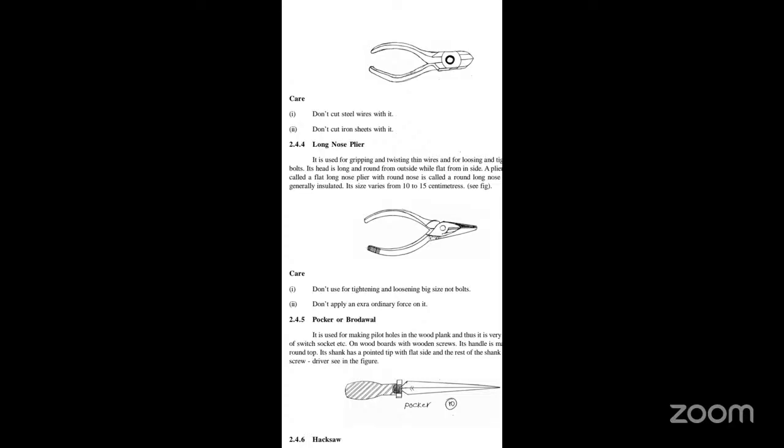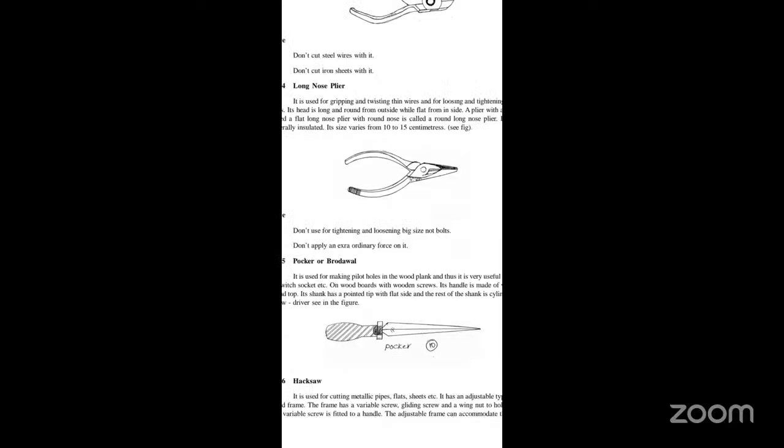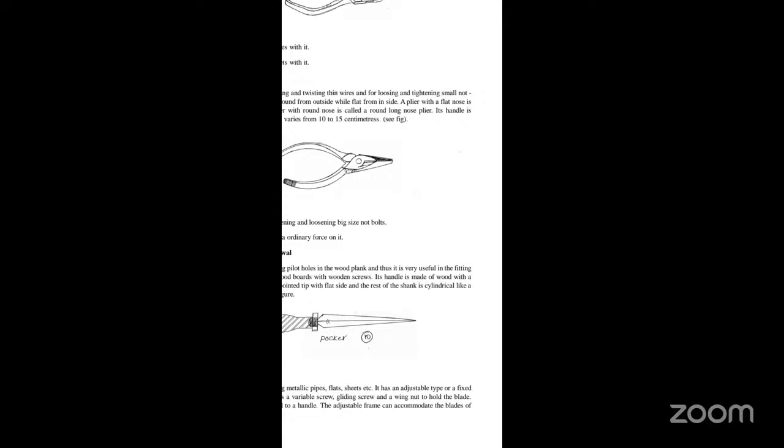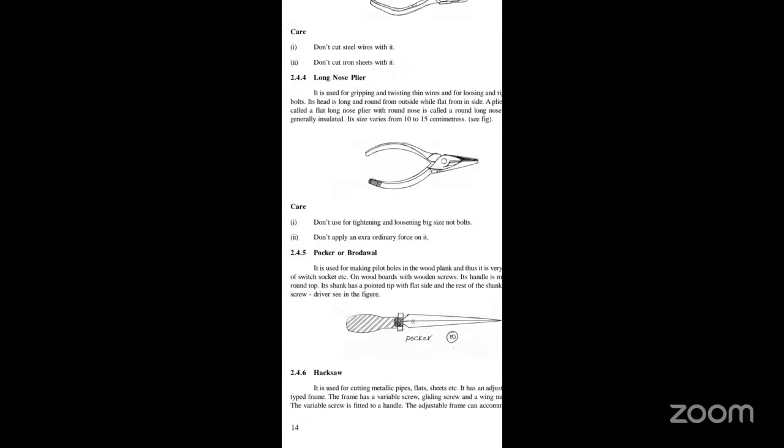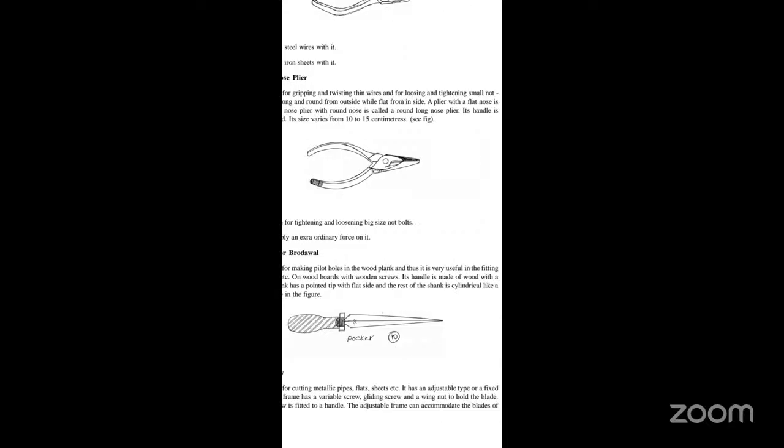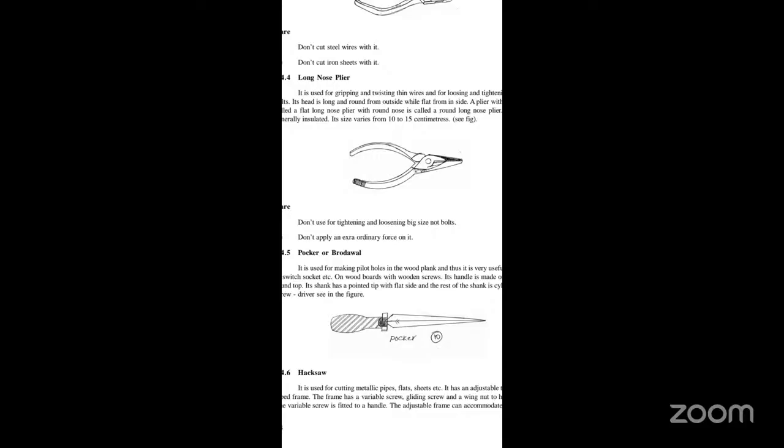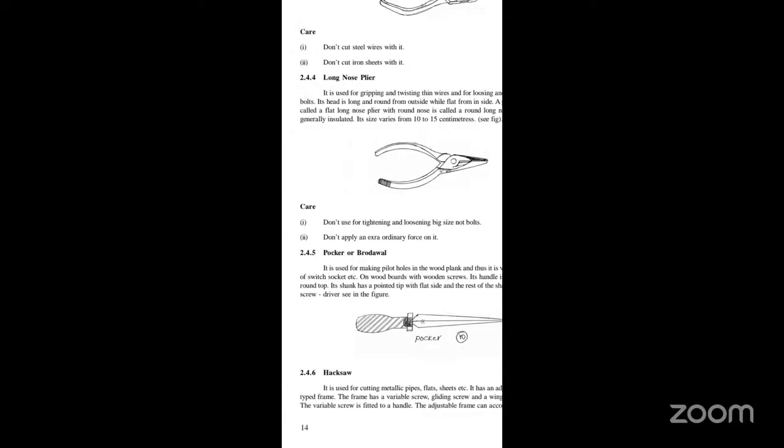Next, poker or broadwell. It is used for making pilot holes in wood planks, and thus it is very useful in the fitting of switches, sockets, etc. on wood boards with wooden screws. Its handle is made of wood with a round top. Its shank has a pointed tip with a flat side, and the rest of the shank is cylindrical like a screwdriver, as shown in the figure. Next, poker or broadwell and long nose plier are over.